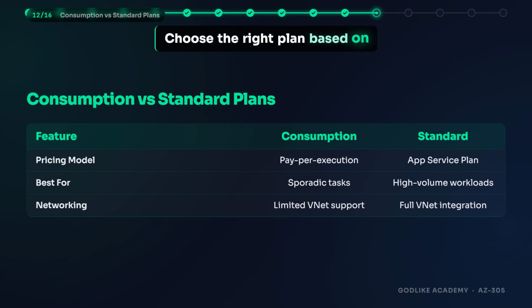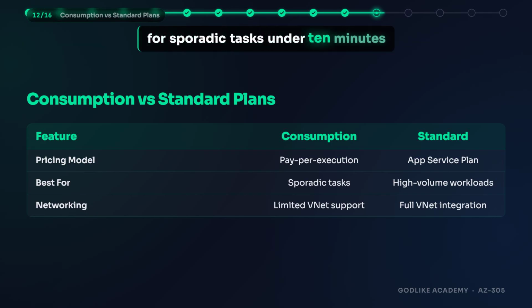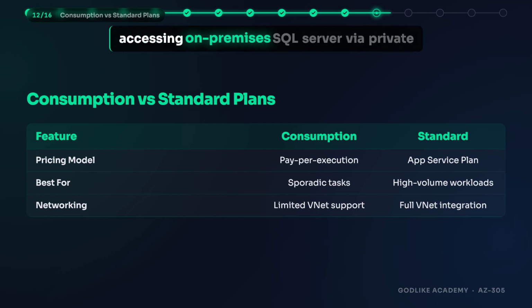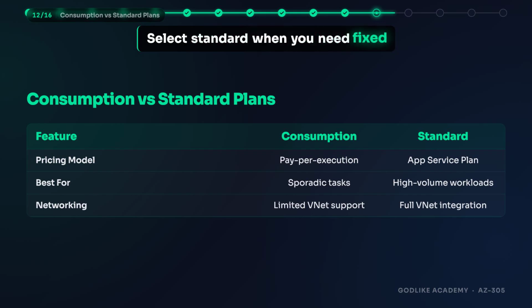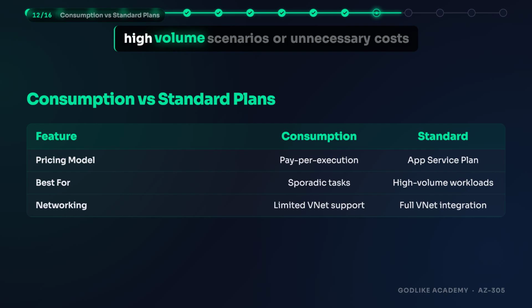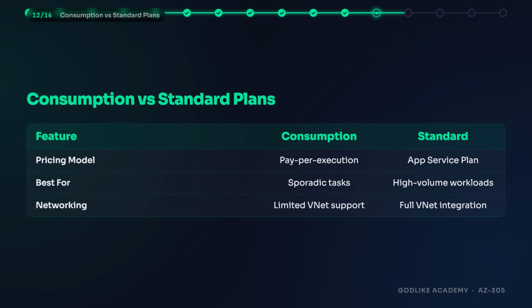Choose the right plan based on workload characteristics. Consumption offers pay-per-execution pricing, ideal for sporadic tasks under 10 minutes duration. Standard runs on a dedicated app service plan, enabling VNet integration for accessing on-premises SQL Server via private endpoints. Select Standard when you need fixed resources or specific networking controls. Mis-selecting plans causes throttling errors in high-volume scenarios or unnecessary costs for predictable workloads requiring guaranteed performance.